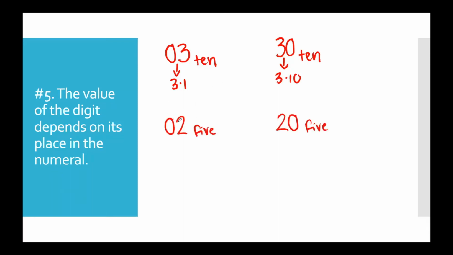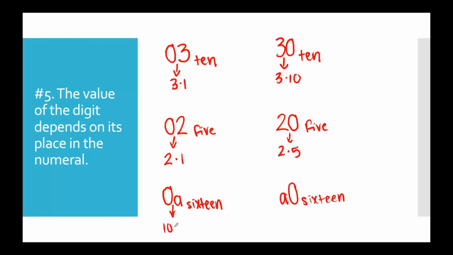In base 5, 02 base 5 and 20 base 5 represent different values because in 02, the 2 represents 2 groups of 1, and in 20, the 2 represents 2 groups of 5. So these numbers hold different values. In base 16, 0A and A0 represent different values because in 0A base 16, the A represents 10 groups of 1, and in A0 base 16, the A represents 10 groups of 16s, so these numbers hold different values. So where the digit sits in the numeral determines its value.